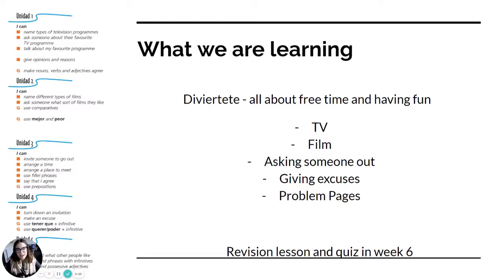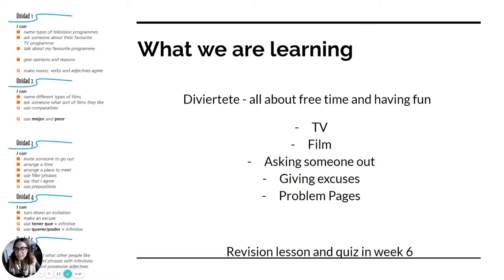So at the moment we are learning the Diviértete module, which is all about free time and having fun. The 5 different topics that we cover are TV, film, asking someone out, as I said in the lesson, not in a boyfriend-girlfriend way, it can just be friends, giving excuses if you don't want to go out, and also looking at problem pages, which we'll do in week 5. There'll also then be a revision lesson and a quiz in week 6, just because of how your lessons are split. Obviously, that will be in the last week, and you'll do problem pages at that point as well.